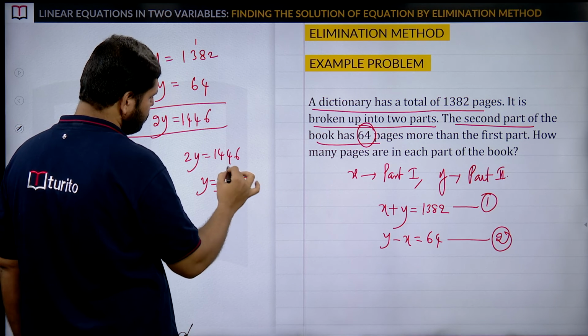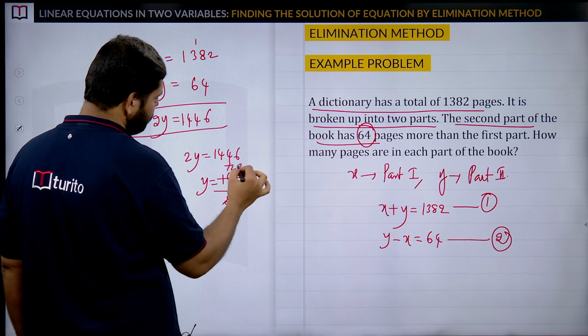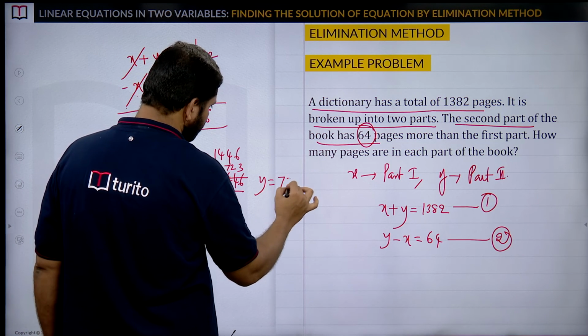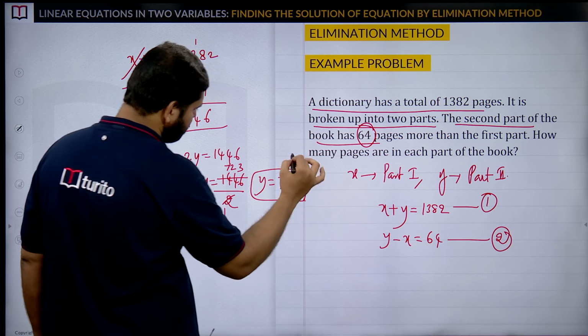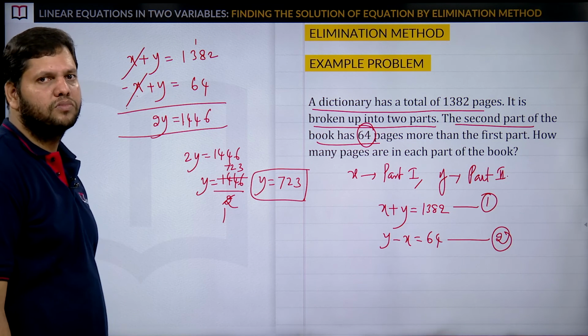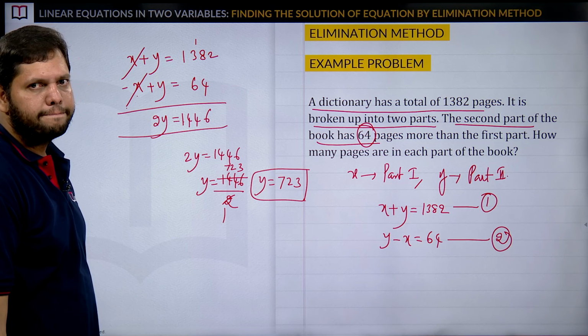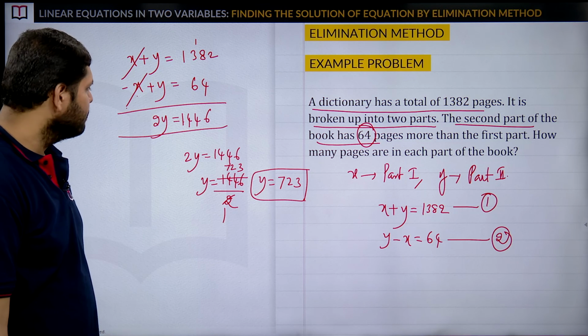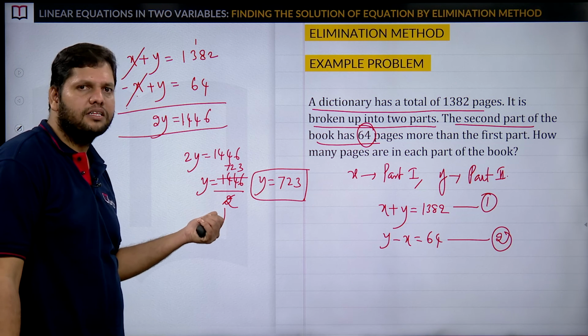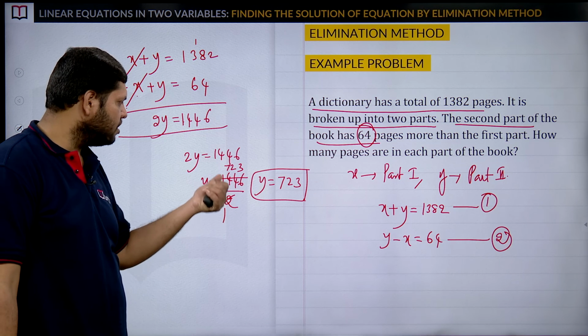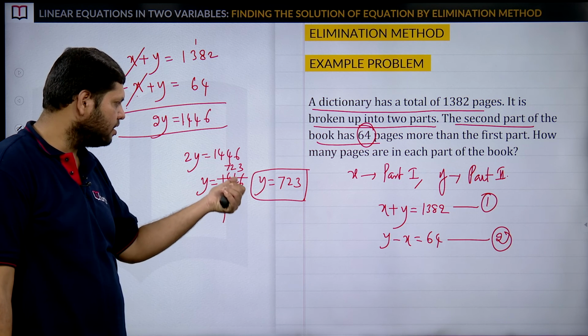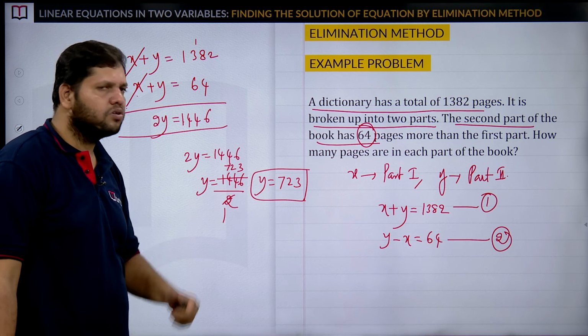It is 2 1s are 2, 2 7s are 14, 2 2s are 4, and 2 3s are 6. So y is equal to how much, children? 723. Okay. So y is equal to 723. Clear, children? Any doubt regarding this calculation part? So y is equal to 723.